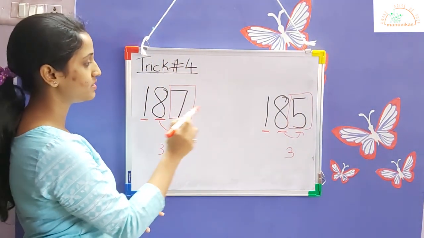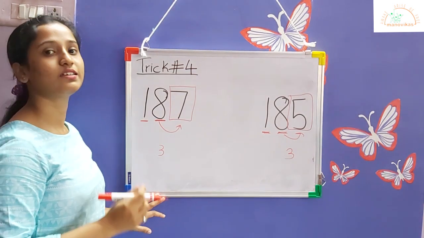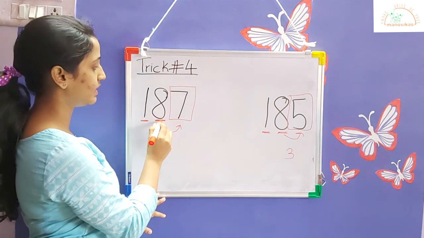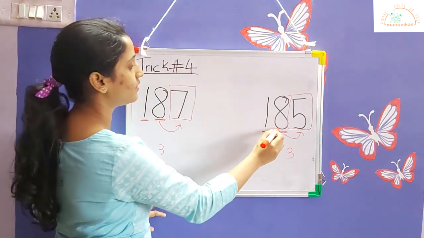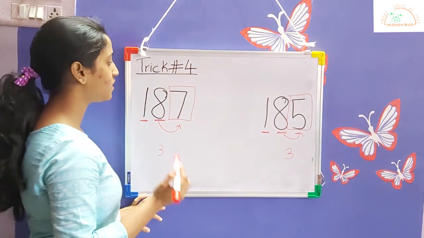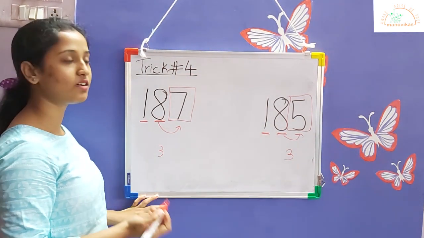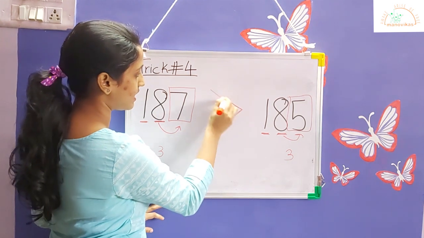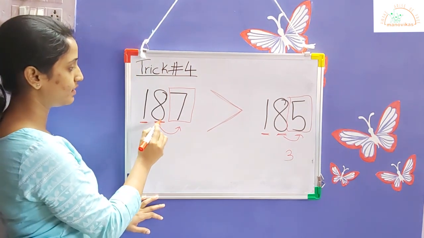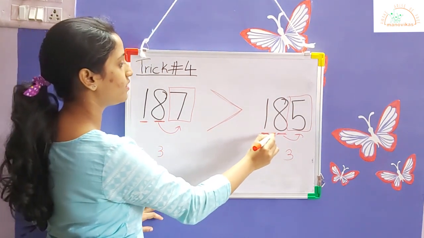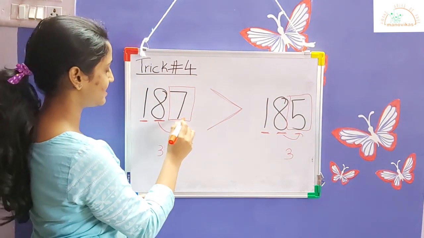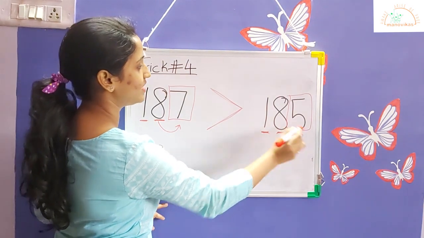Now, is 7 greater or is 5 greater? Correct, 7 is greater. So we have 187 greater than 185. Now tell me, which sign do we use here? Correct, the greater than sign. So we use the greater than sign to say that 187 is greater than 185. I repeat, 187 is greater than 185.